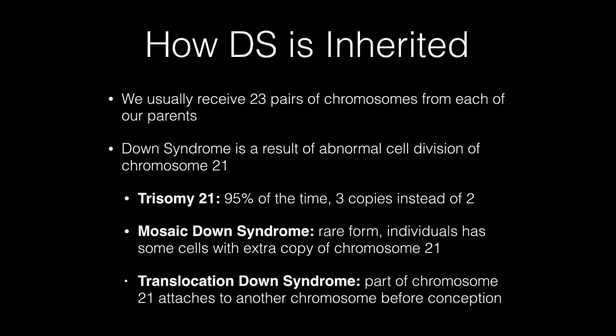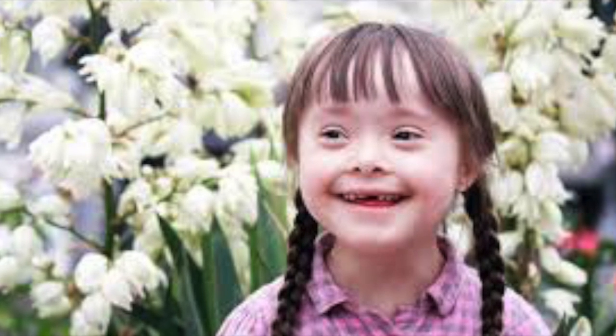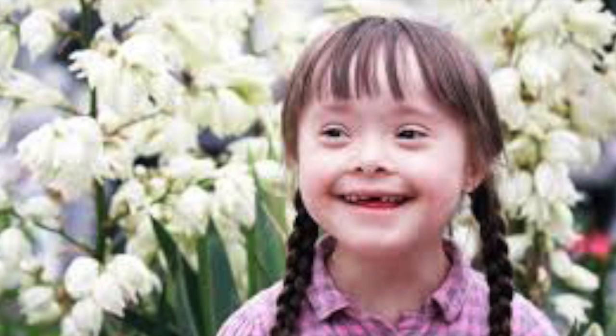The third variation is called translocation Down syndrome. This occurs when part of chromosome 21 attaches to another chromosome before or at conception. Although these individuals have 2 copies of chromosome 21, they have additional genetic material from chromosome 21 that has been attached to another chromosome. Each individual with Down syndrome experiences different symptoms.